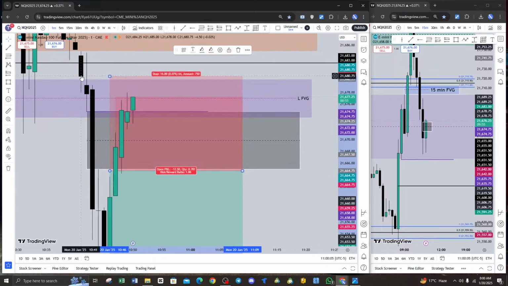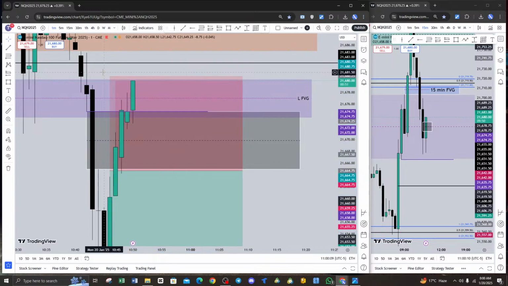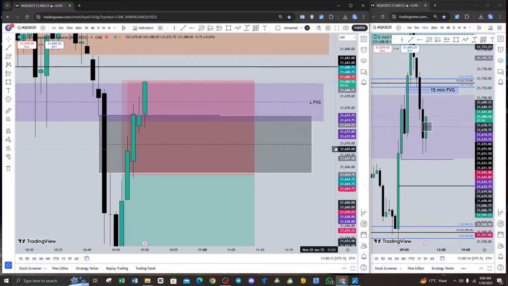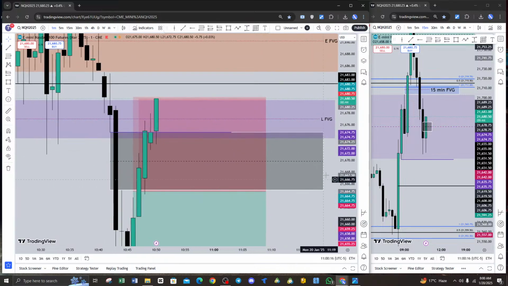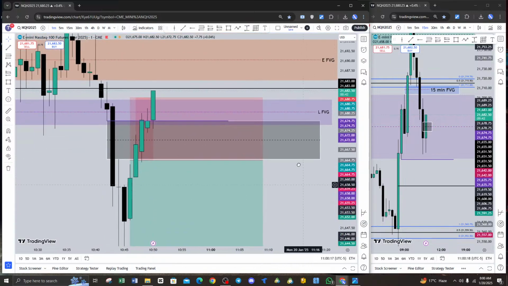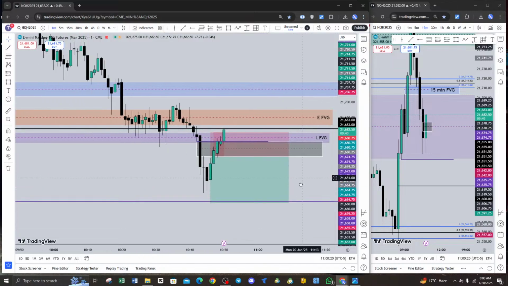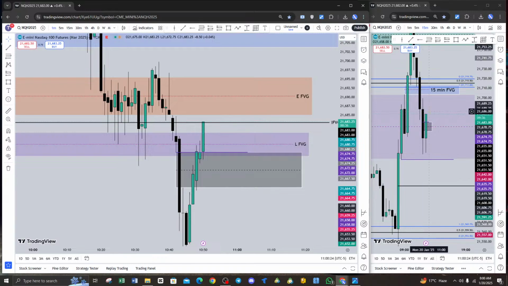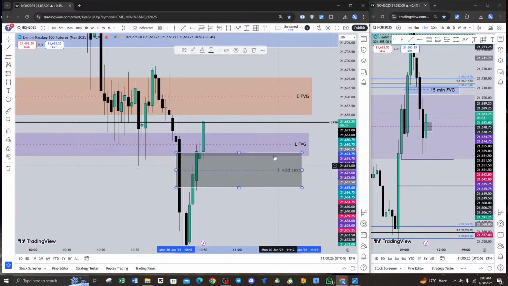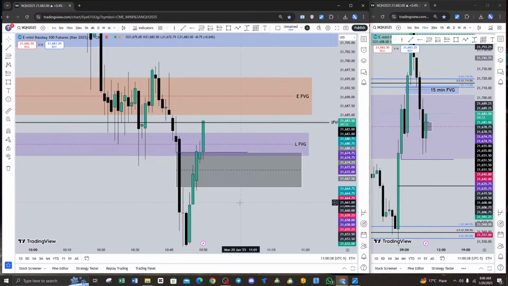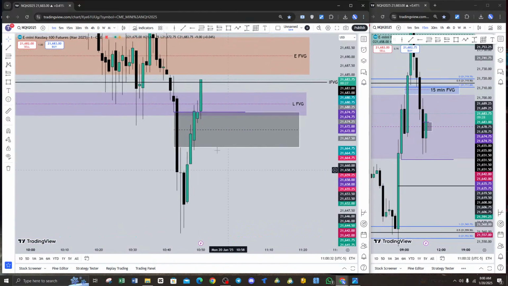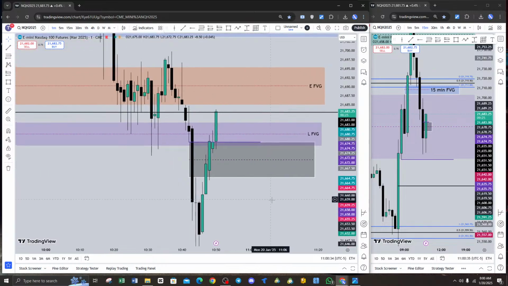As we can see, there is a volume imbalance. It's nearly 16 handles. I think my stop loss is hit. Yeah, it's hit. By the way, no problem. Now let's see if this candle closes above this. And as we can see, this will be working as an inversion fair value gap.